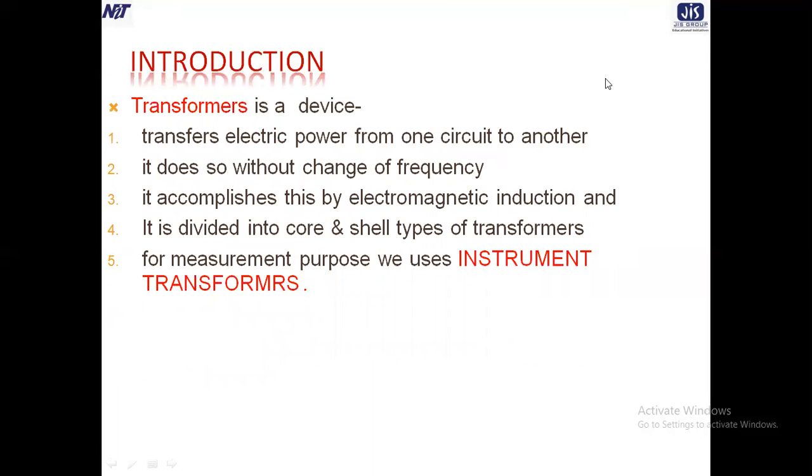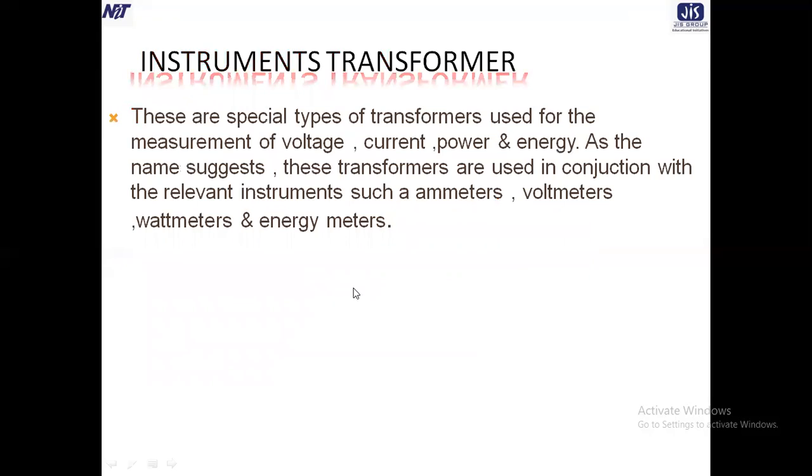Now, in this introduction part, a transformer, as you all know, is a device that transfers electric power from one circuit to another circuit without change of frequency. This is basically the definition of the transformer. It accomplishes this by electromagnetic induction, and it is divided into core and shell type transformers. For instrument purposes, we use instrument transformers. So let me talk about the instrument transformers.